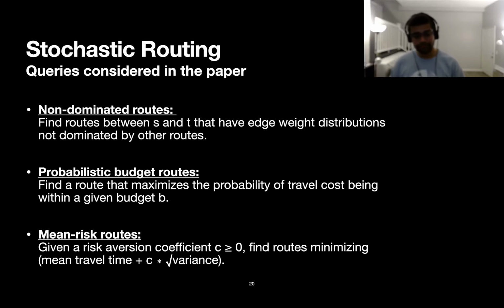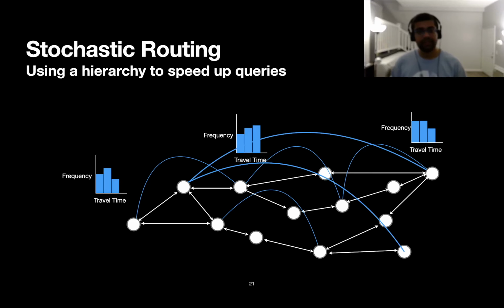And finally, the mean risk routes, where the user gives us a risk aversion coefficient C, and we want to find routes that minimize the mean travel time plus C times the standard deviation. Now, prior work has applied contraction hierarchies to speed up stochastic routing queries.